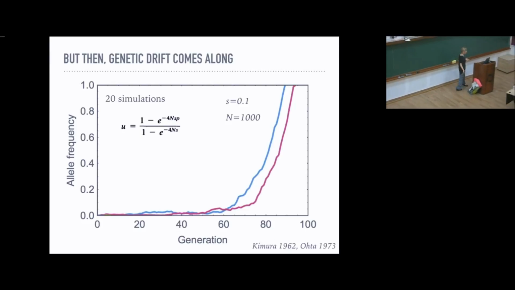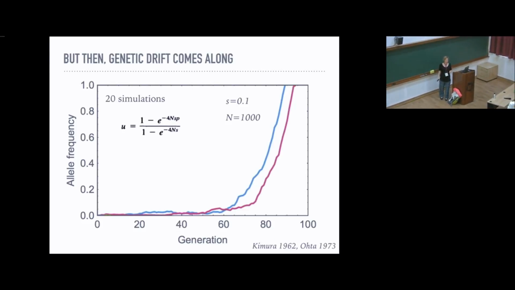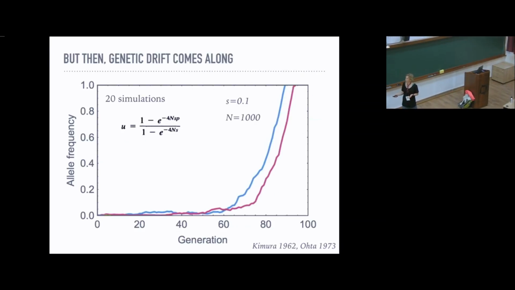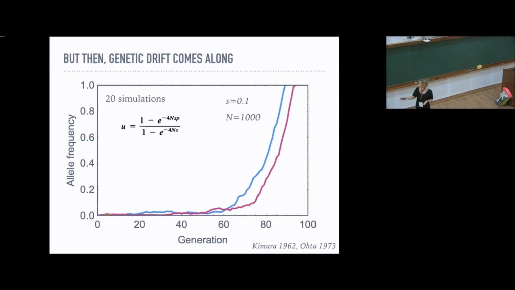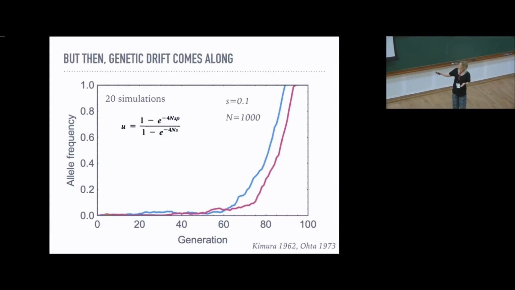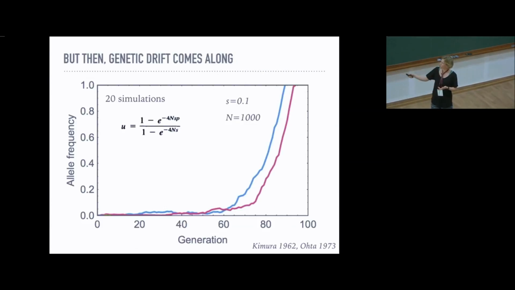And so we know from classical population genetics theory that the probability of fixation of a beneficial allele, here called U, is this expression, which is dependent on the population size, here the large N, and then the selection coefficient, which is small s, and P is the frequency at which this allele is introduced. And that's a very classical theory thing.